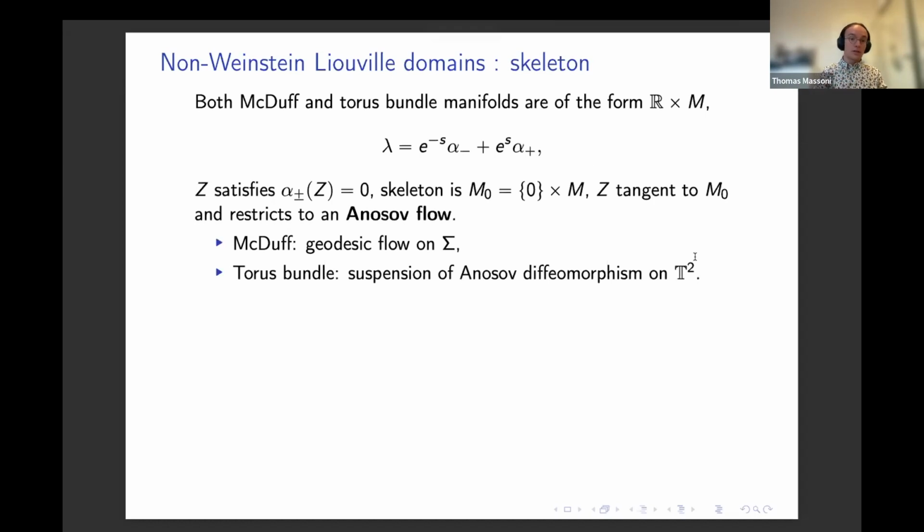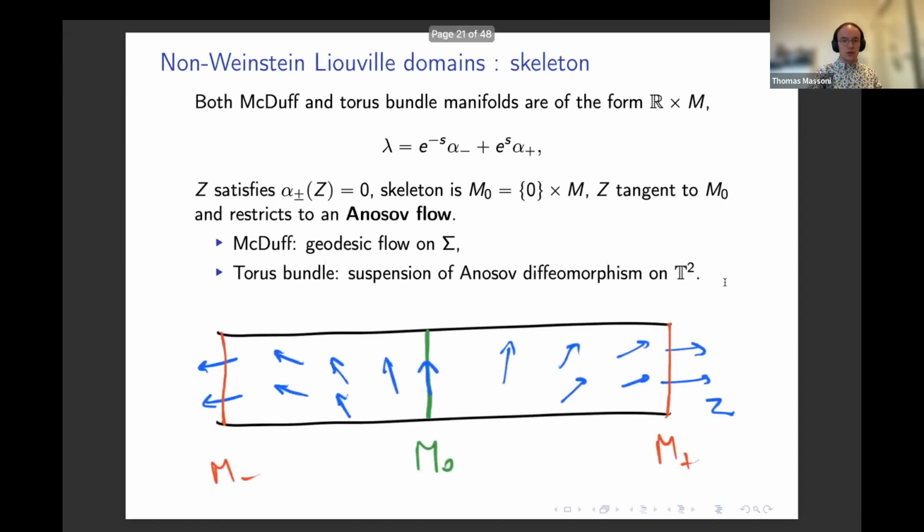And this flow in the McDuff example is essentially the geodesic flow on sigma, and in the torus bundle it is essentially the suspension of an Anosov diffeomorphism of the torus, which is a linear diffeomorphism of the torus. So that's a very schematic depiction of what's going on. On M0, the Liouville vector field is tangent, and then suddenly, if you move left or right, it starts becoming transverse to all the slices.